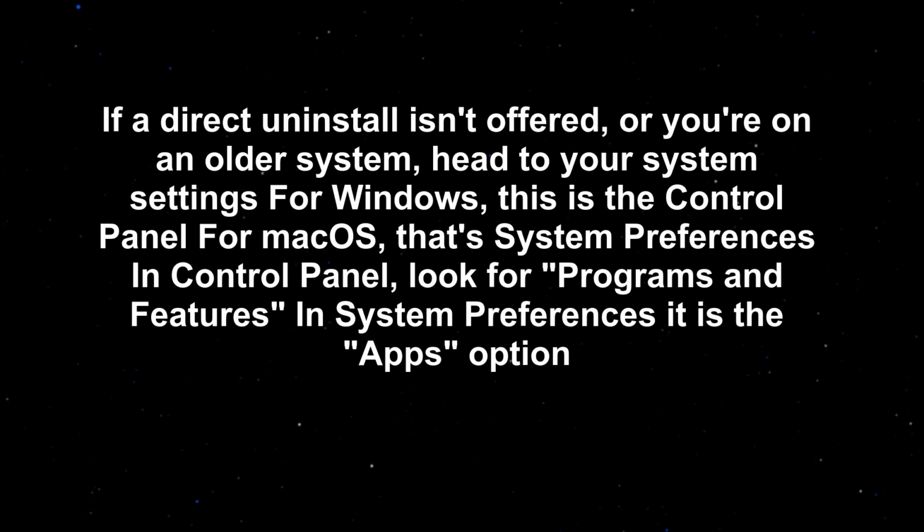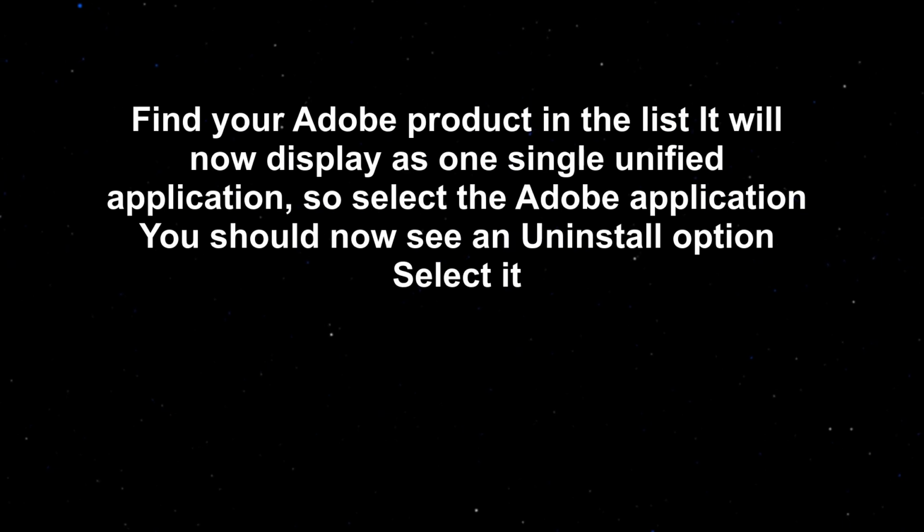If a direct uninstall isn't offered, or you're on an older system, head to your system settings for Windows. This is the control panel for Mac OS. That's System Preferences. In Control Panel, look for Programs and Features. In System Preferences, it is the Apps option. Find your Adobe product in the list.